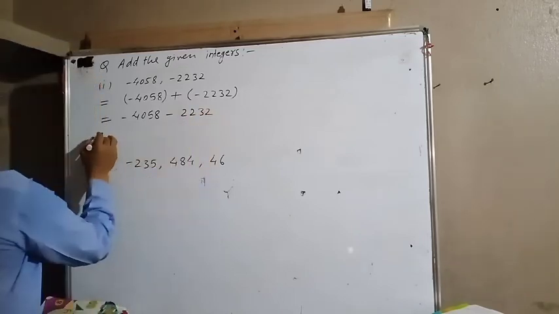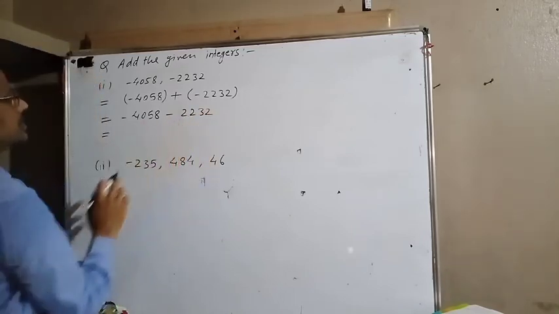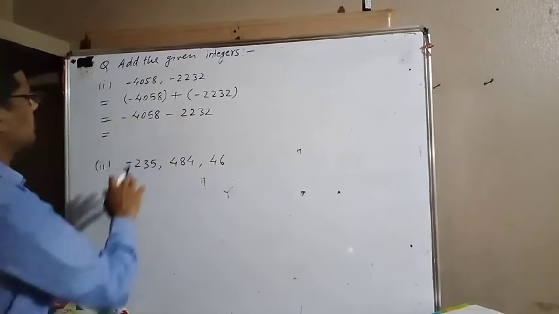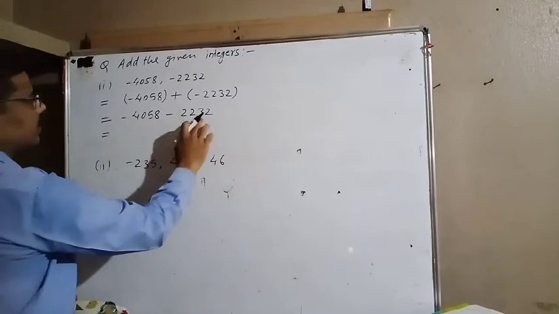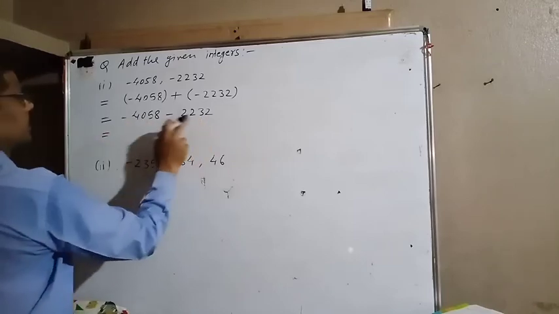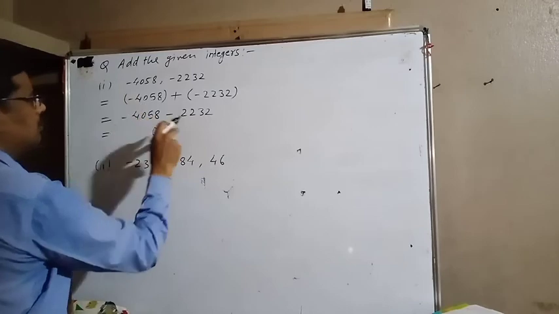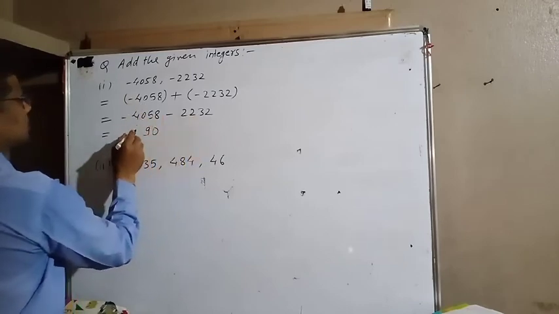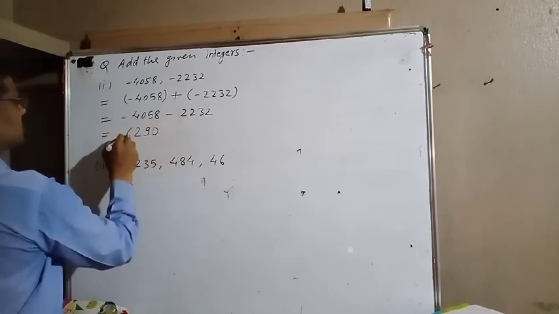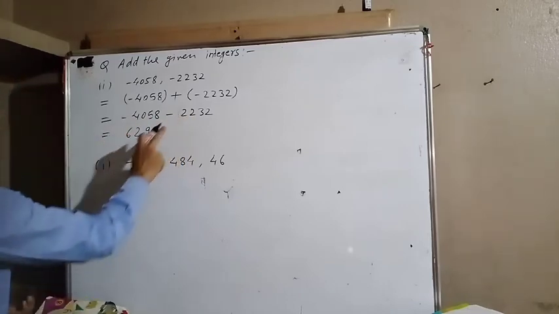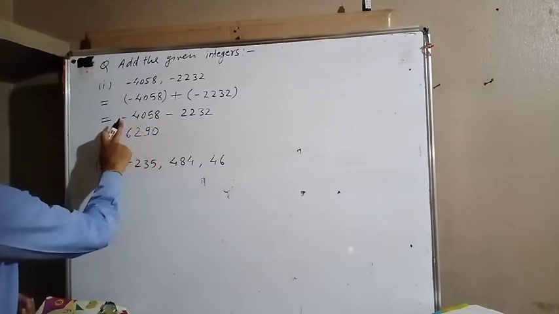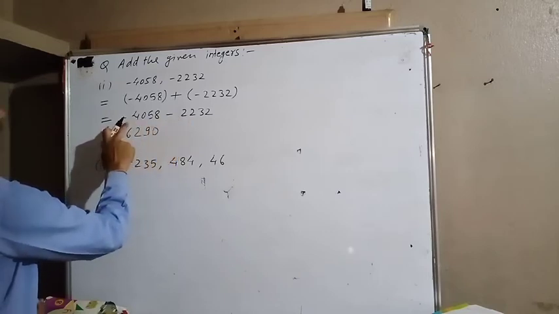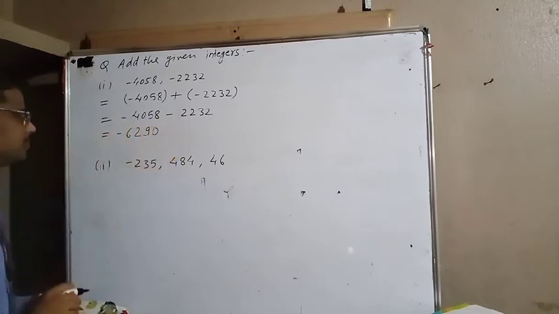Now both integers have the same sign. When two or more integers have the same sign, they will be added. These have the same sign, so we will add them. We add: 2 plus 8 is 10, write 0, carry 1, 3 plus 5 is 8, plus 1 is 9, 2 plus 0 is 2, 2, 4, 6. Now which sign do we have to put here? Their common sign is negative, so we have to put negative. If their common sign is positive, we put positive. In this case we have the negative sign, so we put the negative sign. Okay, so next question.